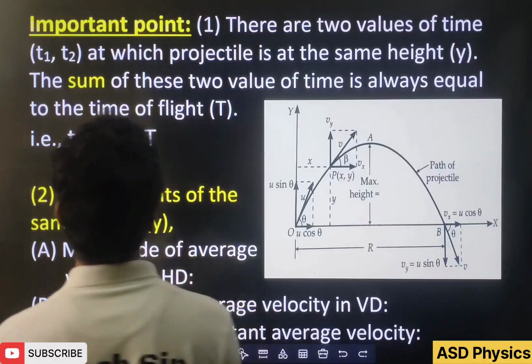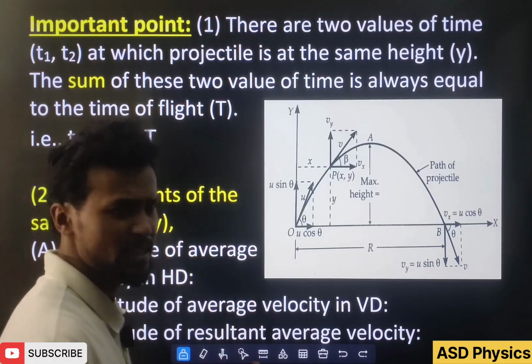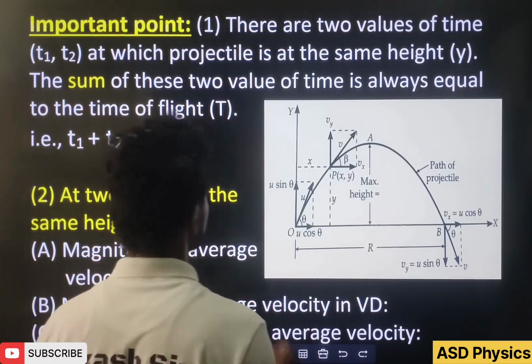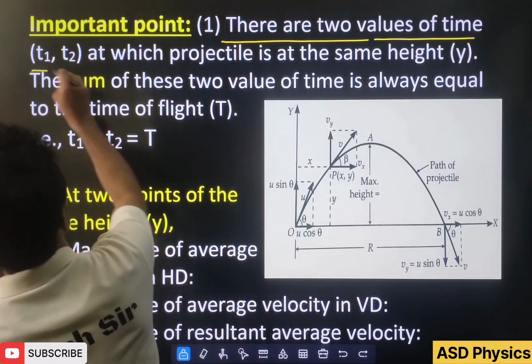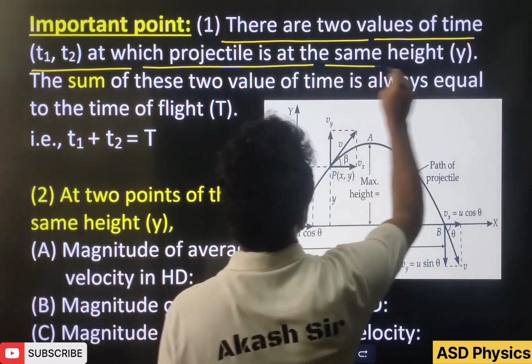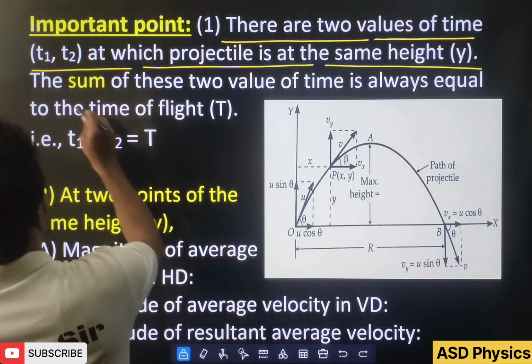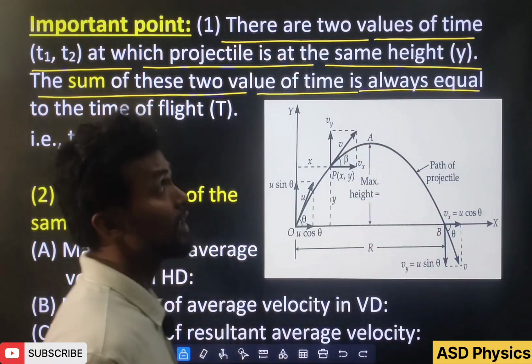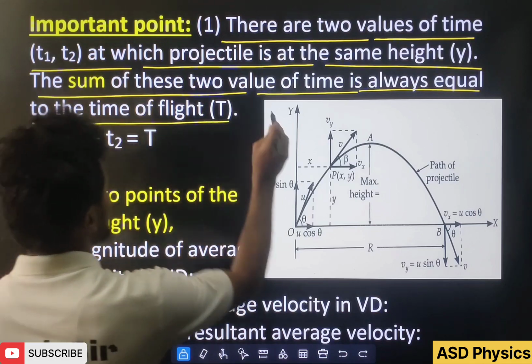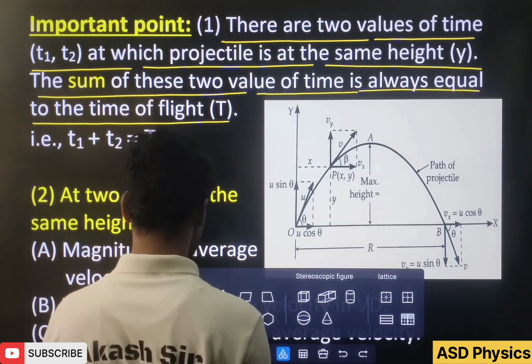Next one here, students, some important point is there. Derivation not required, but remember that. There are two values of time, t1 and t2, at which the projectile is at the same height y. The sum of these two values of time is always equal to the time of flight. What I am going to tell you, remember that here.